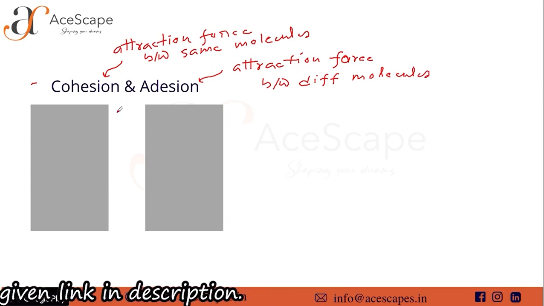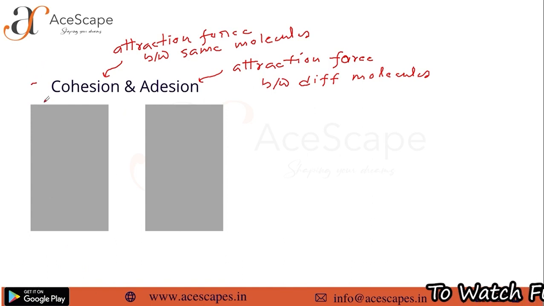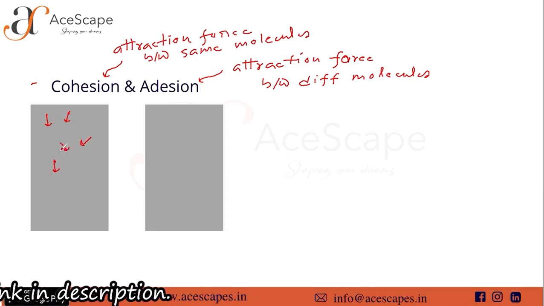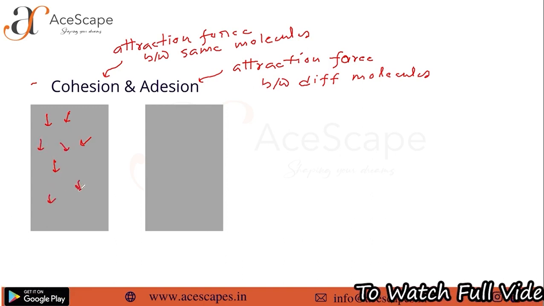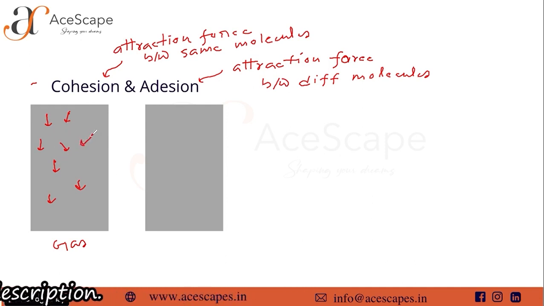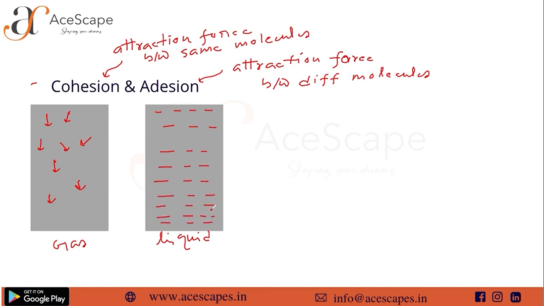Let me just give you a little example here. Let's consider here we have some gas particles. Gas particles have random motion. They will move here and there like this. But there is still an attractive force between them. It's the same molecules, right? They have an attraction force, they have that cohesion. And here we have liquid. One water molecule will attract another molecule. This is the cohesion.